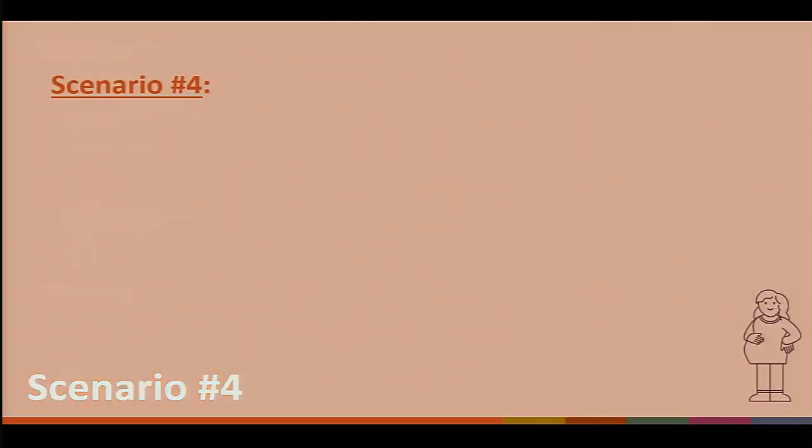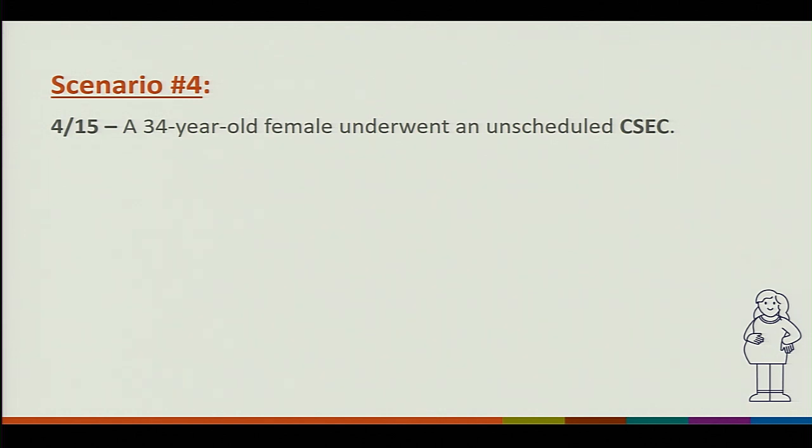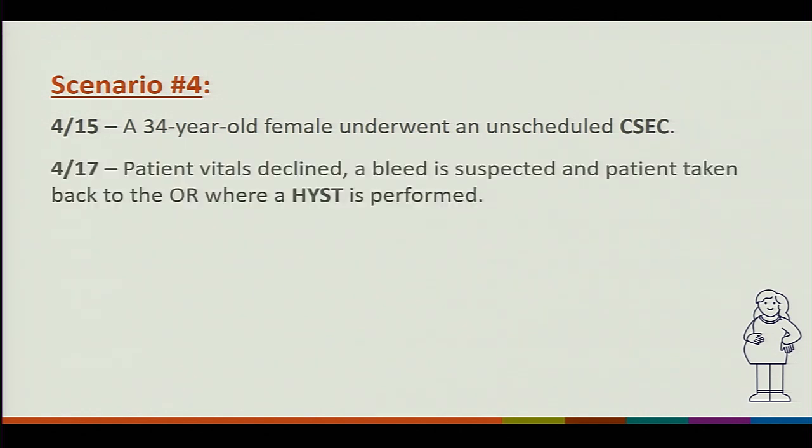All right, let's move into scenario number 7. On 4/15, a 34-year-old female underwent an unscheduled CSEC procedure. On 4/17, the patient's vitals declined, a bleed was suspected, and the patient was taken back to the OR where a HYST had to be performed.